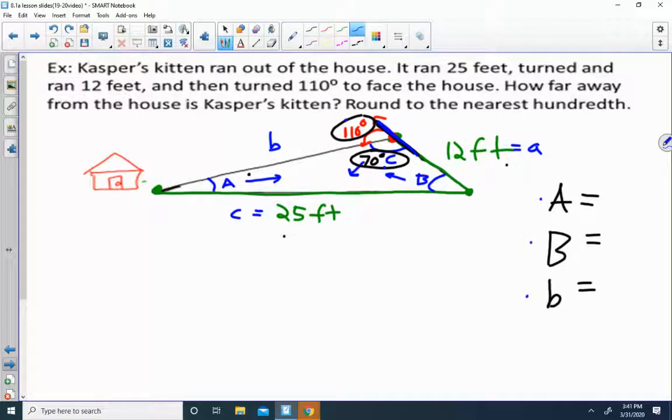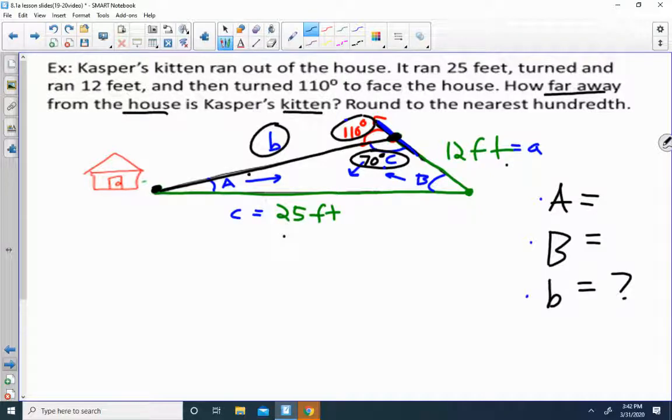But Miss Shulin, do I have to find all three? I thought we only had to find the distance from the cat to the house, because that's what it's asking. How far away from the house is the kitten? So if the kitten is currently right here and the house is here, don't we just need to find the distance? Don't we just need to find little b? Well, technically you're right. We really only need to find little b.